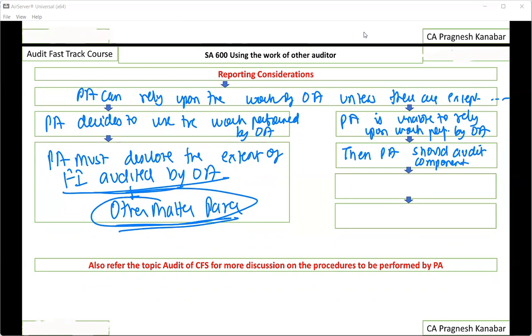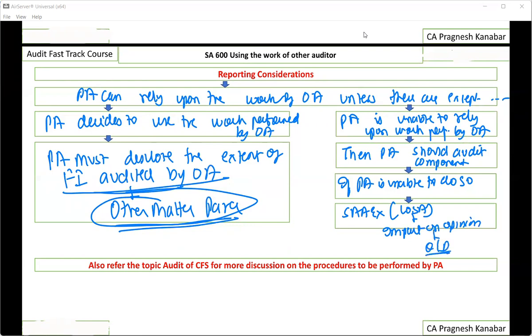However, it is possible because of practical restrictions on timelines and stuff, it is not possible now at the last moment to audit the component. All right. If principal auditor is unable to do so, now he cannot rely upon the work of other auditor and he is not in a position to audit the component also. So the final conclusion is that sufficient and appropriate audit evidence is not available. This is a limitation on scope of audit due to circumstances, and there will be an impact on opinion. Which opinion? Either qualified or disclaimer of opinion.